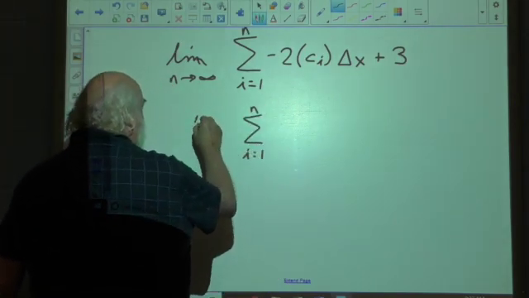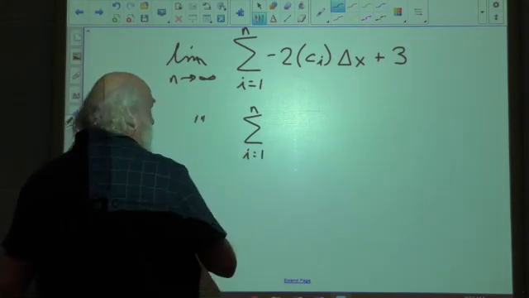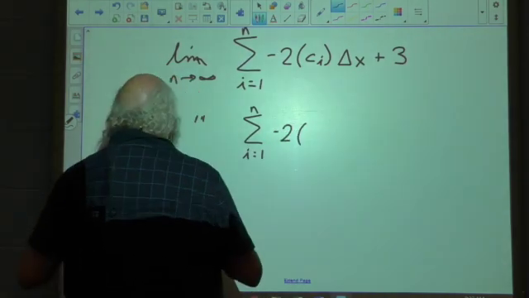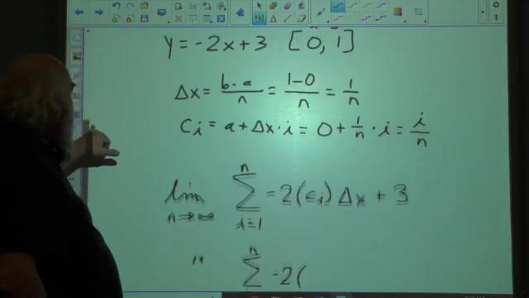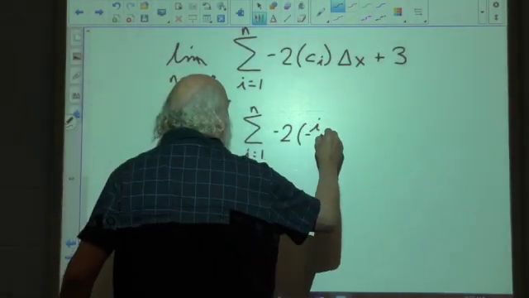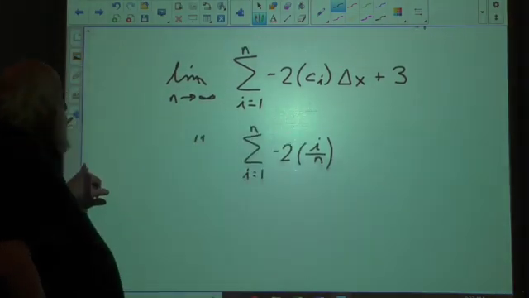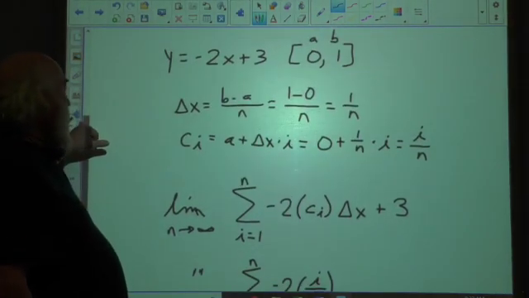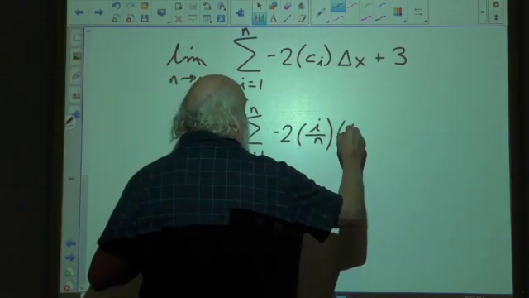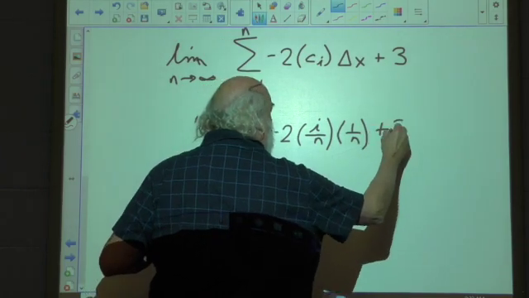So this becomes, I'll probably not do it for this, but I will definitely do the limit. It's always going to be there. So negative 2 times C sub i. What did you say C sub i was? i over n. What did we say delta x was? 1 over n. And then plus 3.